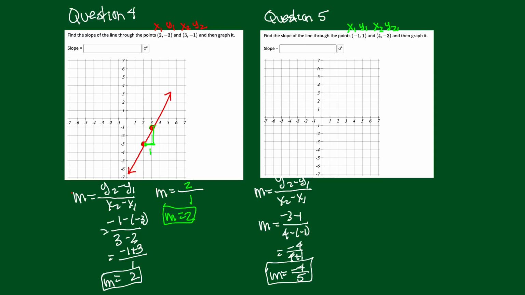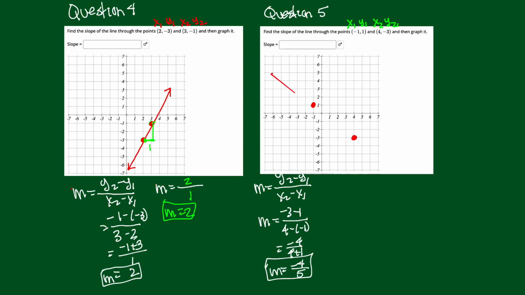So let's plot these points. The first point I'm going to plot is negative 1, 1. So start at the origin, go to the left 1, up 1. And then the second point, 4, negative 3. So start at the origin, go to the right 4, down 3. To the right 4, down 3 puts us here. And now I'll pass a line through these points. Put the arrows on it just to indicate that it keeps on going.